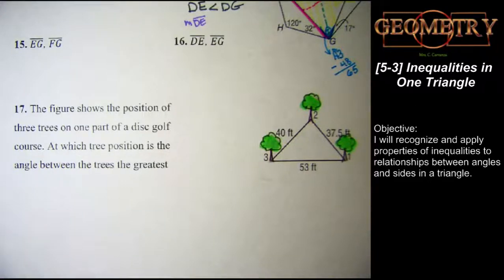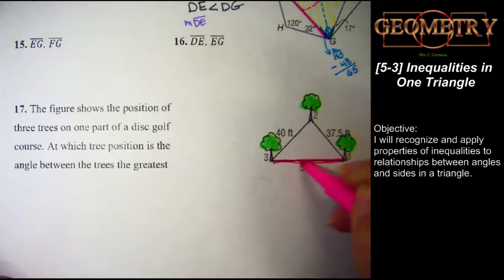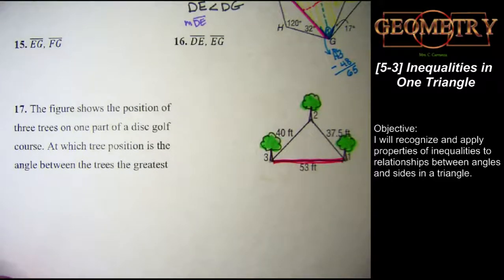Which side of this triangle has the longest distance? The 53 feet. The 53 feet is the biggest, so this side of our triangle is the longest. And therefore angle 2 is the greatest angle. Exactly. That's all I want to know. That's it. That's all they want to know.